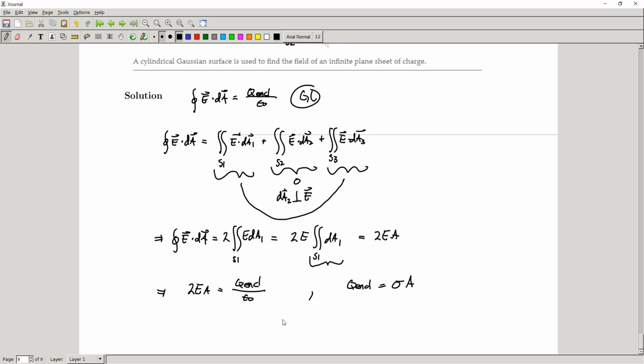And so we can make that substitution. I won't add another page in here. We're basically there. This is going to mean that 2EA is equal to sigma A over epsilon naught. And I can just cancel off these A's, move this 2 over, and this gives us our final answer. E has a magnitude of sigma over 2 epsilon naught, right? And this is the result that we found for the electric field outside of an infinite plane with a charge density of sigma, right? Same result that we found in the case of Coulomb's law.